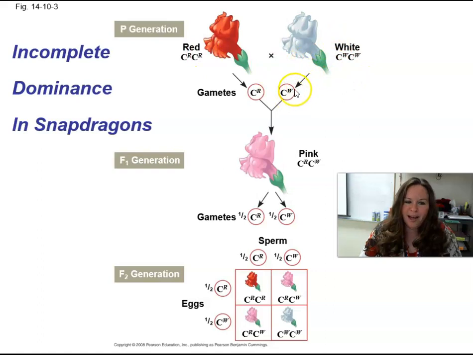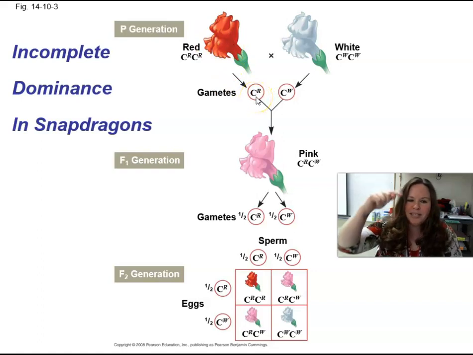Then we'll transfer down. Law of independence, or excuse me, law of segregation, you can only give one of these to your kids. So this red flower can only contribute the C superscript R, and the white flower contributes the C superscript W. And then here's what pink looks like. And so your pink heterozygote will be C superscript R, C superscript W. That's hard to say.